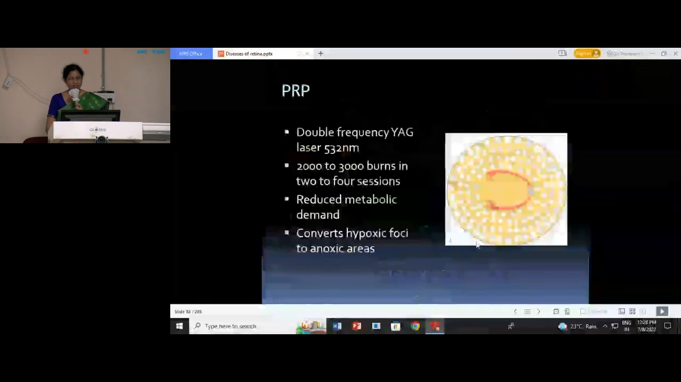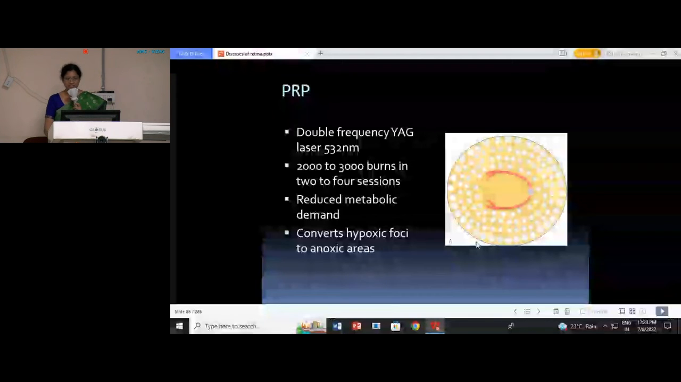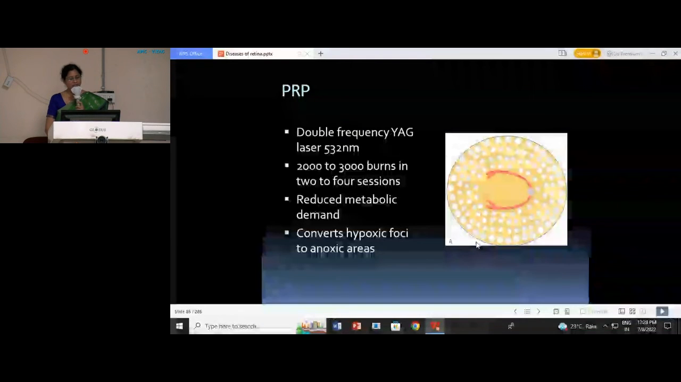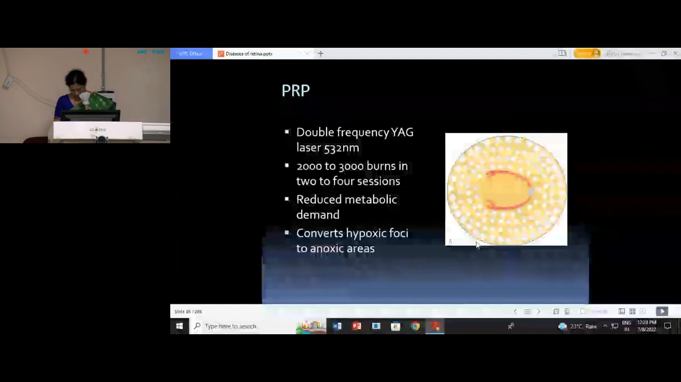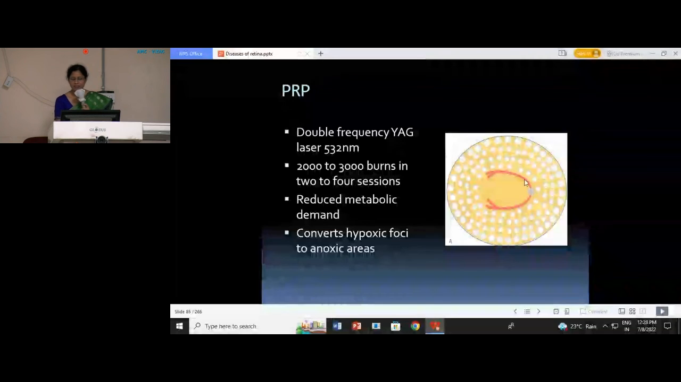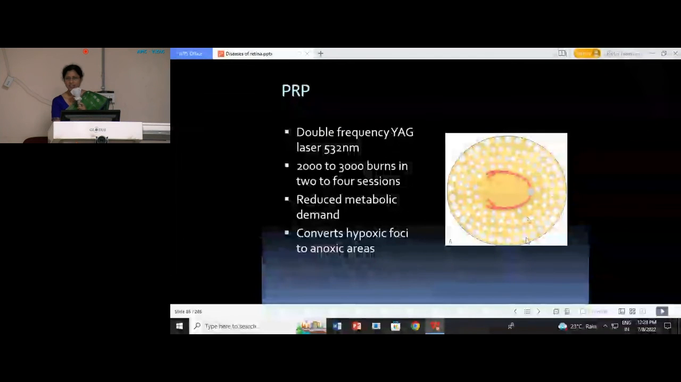So what is pan-retinal photocoagulation? This is done with the help of double frequency YAG laser. We give around 2,000 to 3,000 laser burns in 2 to 4 sessions, in this manner. We leave behind the disc and the macular area, and beyond the major vascular arcades, we do the laser burns.